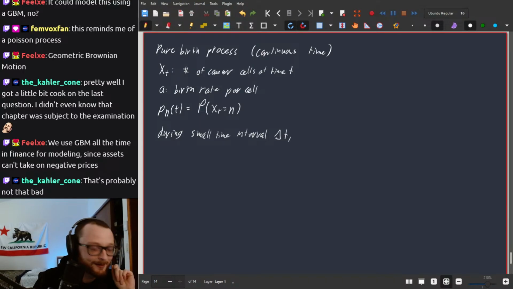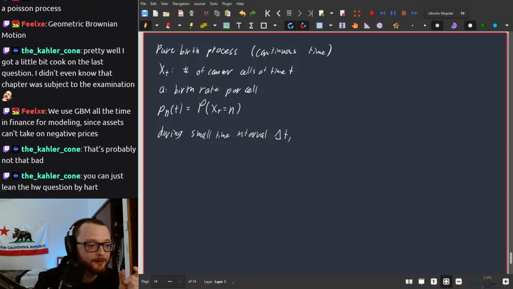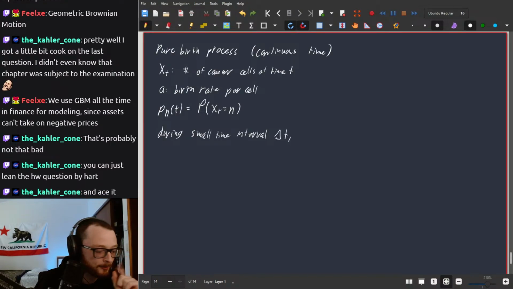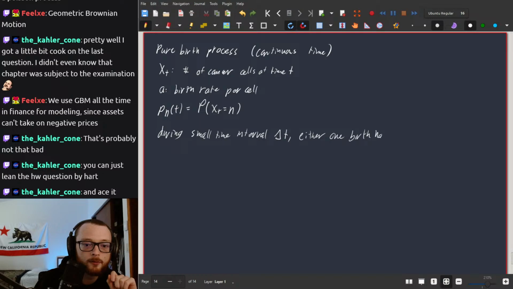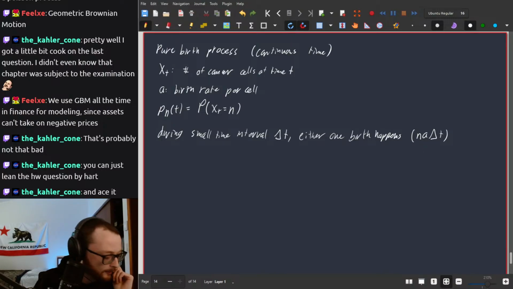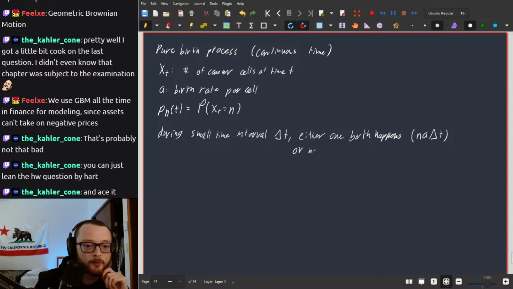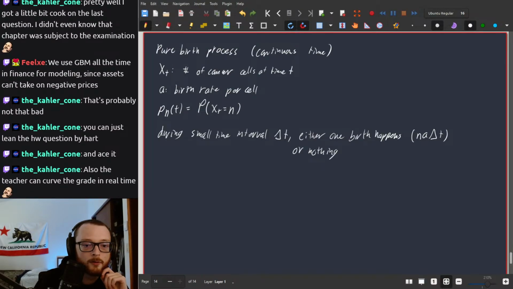Okay, so during a small time interval delta t, you can make delta t small enough so that only one event can happen at a time. Either one birth happens, or division. The probability of that is N A delta t. So N for the current number of cells, A for the birth rate per cell, and delta t for the interval time. Or nothing happens, which is 1 minus that probability.